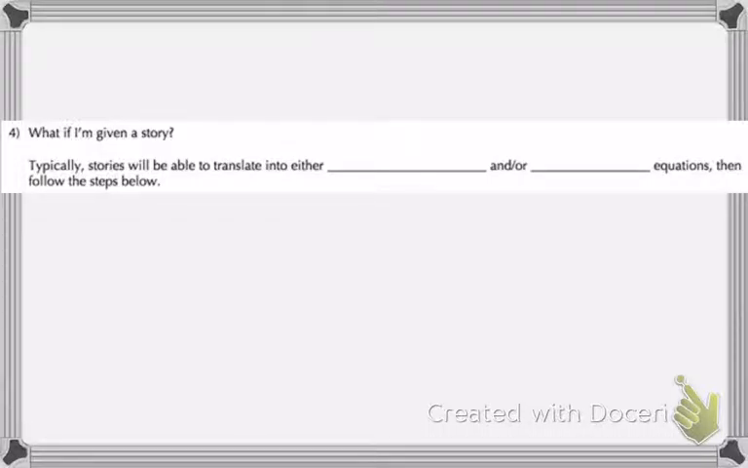Well, stories can be translated into equations. Most stories are going to be able to be translated into y equals mx plus b, or standard form, which is ax plus by equals c equations, and then you follow the exact same steps that you're about to learn about.